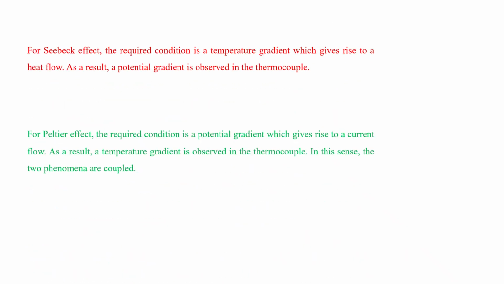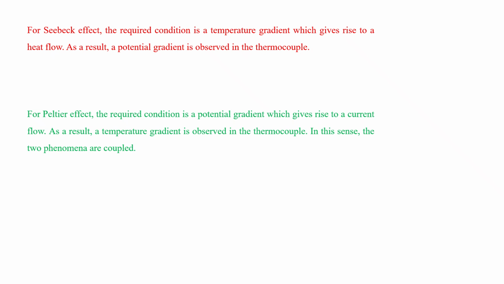So next, for the Seebeck effect, the required condition is a temperature gradient, that is, a temperature difference, which gives rise to heat flow. As a result, a potential gradient is observed, so there is a difference in potential in the thermocouple. For the Peltier effect, the required condition is a potential gradient, a potential difference. The potential difference leads to a current flow. As a result, a temperature gradient is observed in the thermocouple. Thermocouple means the PQ junctions. Now it will act as a thermocouple when there is a difference in temperature.